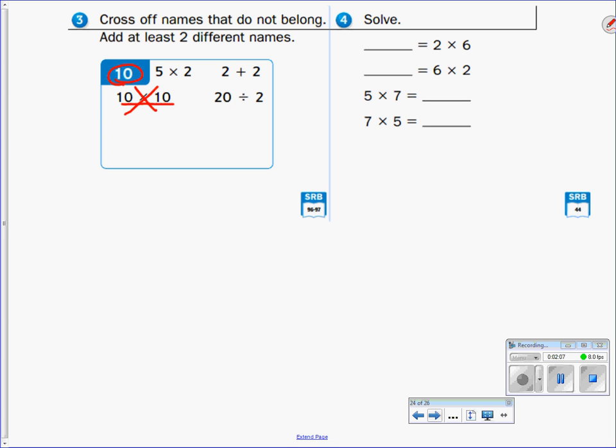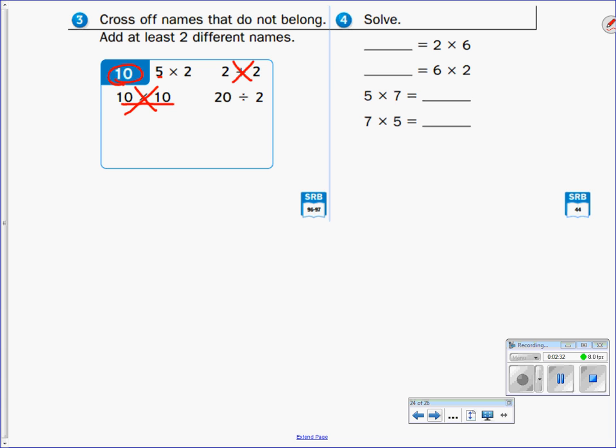Okay, here we're looking at plus, so we know how to add. 2 plus 2, that's 4. That's not going to work either. 5 times 2, we're multiplying by 2, which means we double that 5, which is 10, so that's a good one. And 20 divided by 2, once again, what number do I double to get to 20, is 10. So that one would be good.